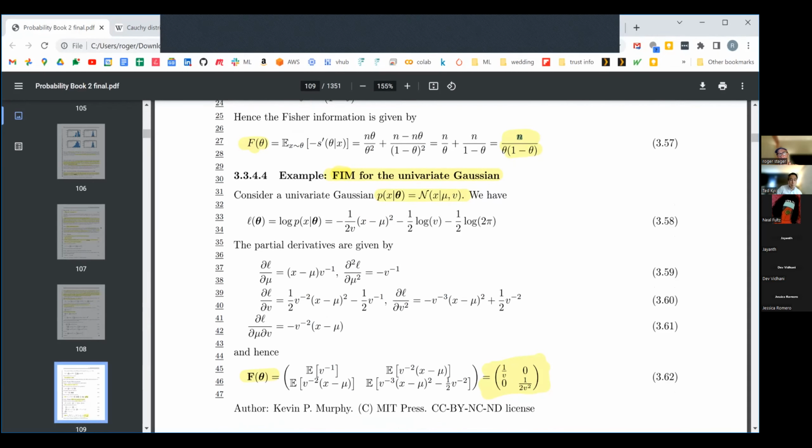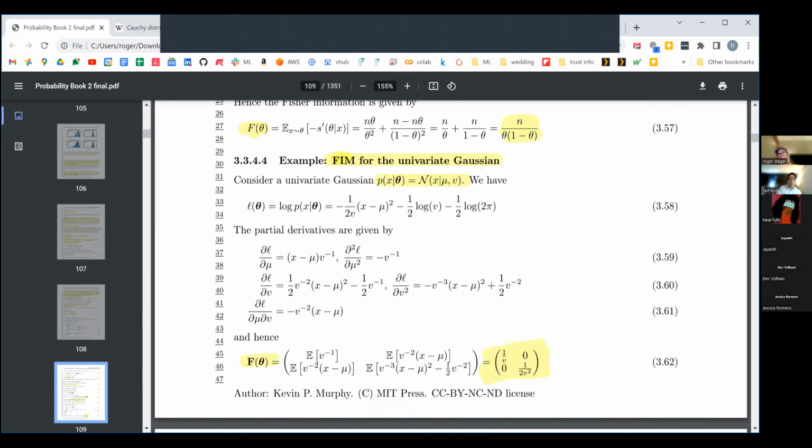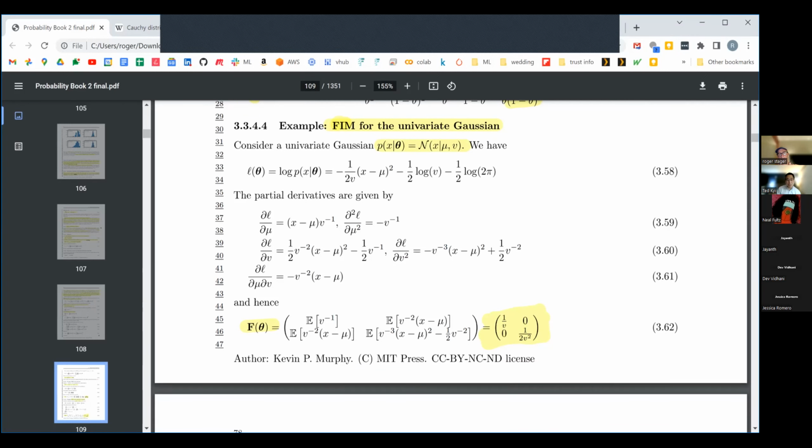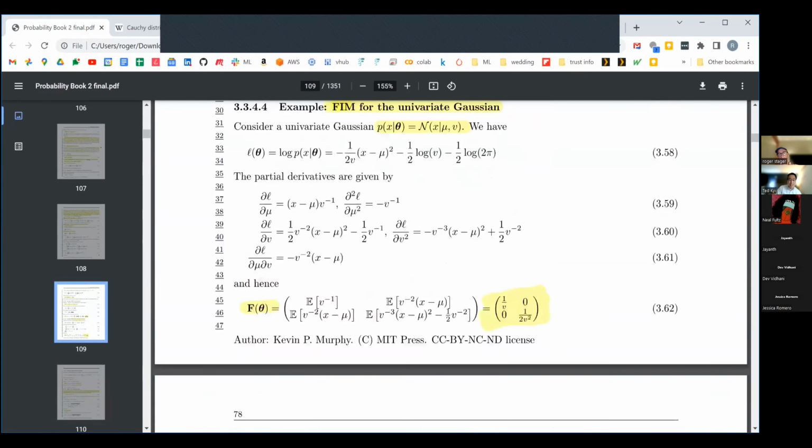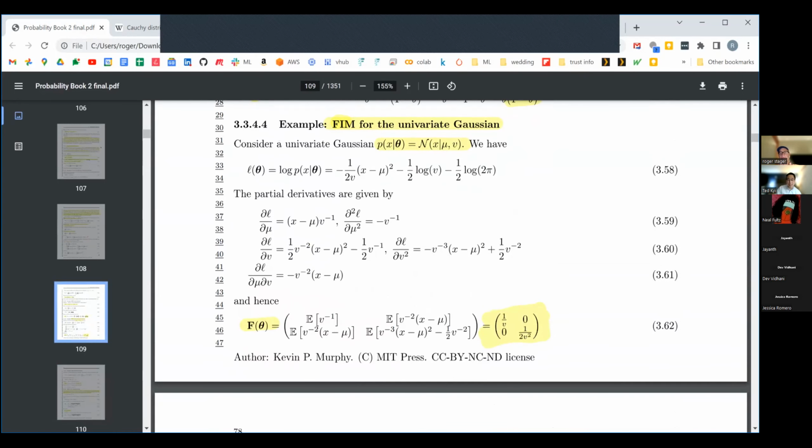For a univariate Gaussian, I think the Fisher now is a matrix because there are 2 parameters, the mean and the variance. So you end up with a 2 by 2, but again, it seems to be only related to the variance. So that's actually kind of intuitive, right? If it's expressing how peaky it is, it doesn't matter where the mean is, it just matters what the variance is. Yeah.